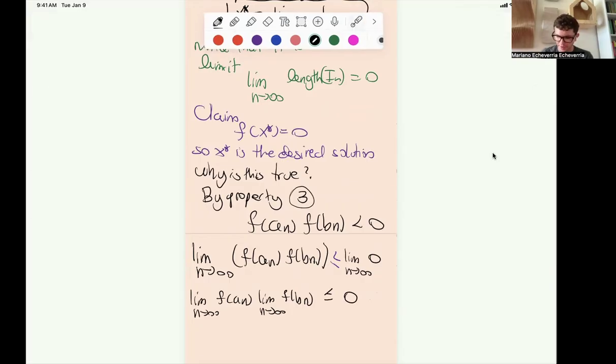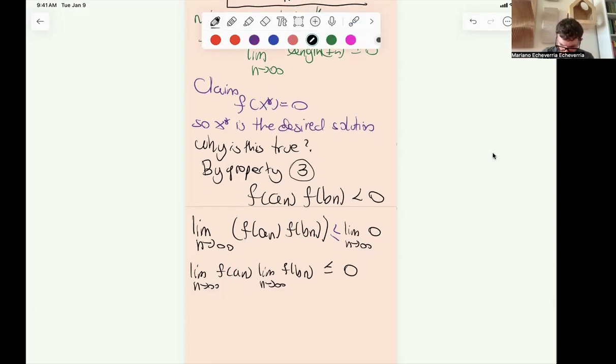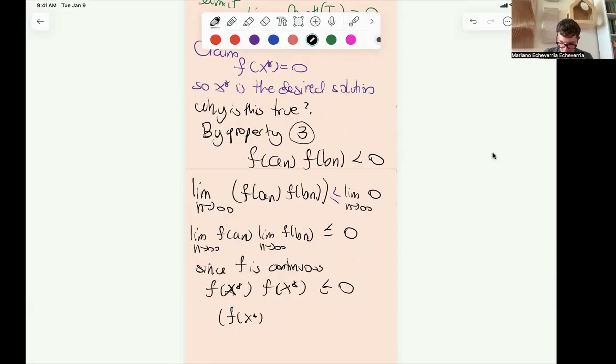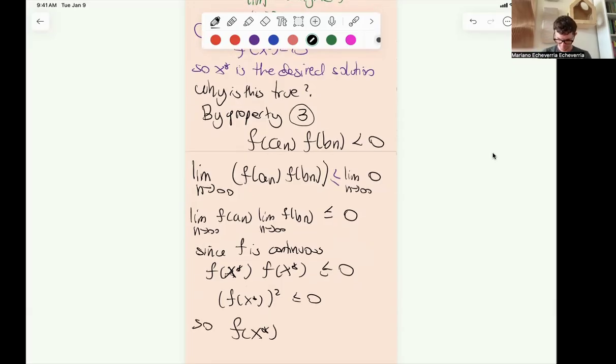And because the function is continuous, f of an converges to f of x star, since an is converging to x star. This gives you f of x star times f of x star, which has to be less or equal to zero. But that means that the square of f of x star has to be less or equal to zero. There are no complex numbers in this course. Maybe we may do some applications with eigenvectors where they reappear, but for now everything is real valued. When you square a number, you get something non-negative. So that forces this to be zero.